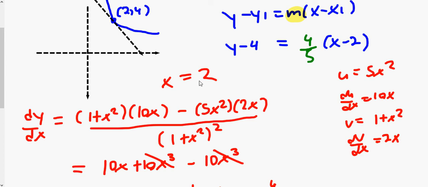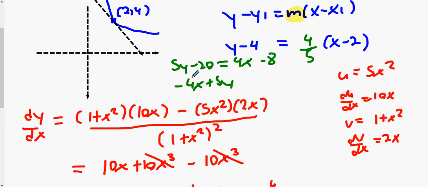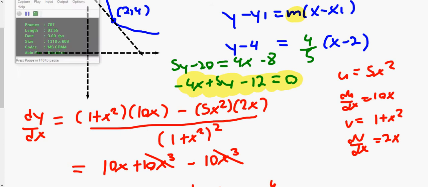And what do we get over here then? 5y minus 20 equals 4x minus 8, so minus 4x plus 5y minus 12 equals 0. Everybody cool with that? That answer or the minus version of it will do you. Who got it out? Great. Move on.